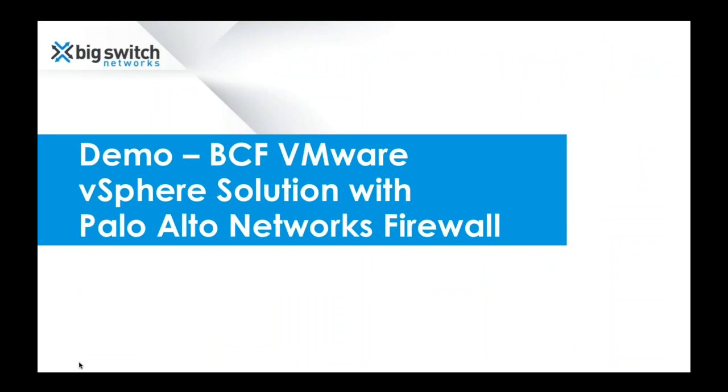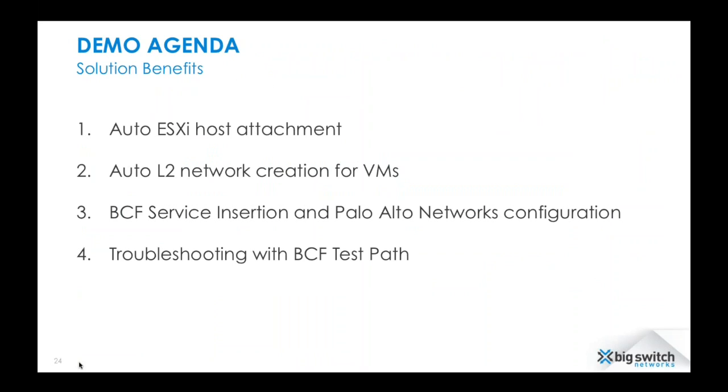Okay. Now, if a picture is worth 1,000 words, then a video is probably worth 1,000,000 words. So with that, let's jump into a demo. But before we jump in, here is what we're going to cover, the things that we just discussed: automatic ESXi host attachment, automatic layer 2 network creation for VMs, whether these are the compute VMs or the Palo Alto Networks VM, service insertion using policies, configuration for Palo Alto Networks, and finally troubleshooting with the Big Cloud Fabric Test Path feature.